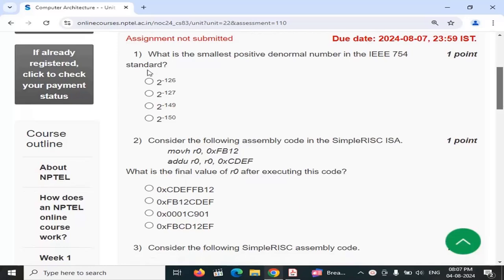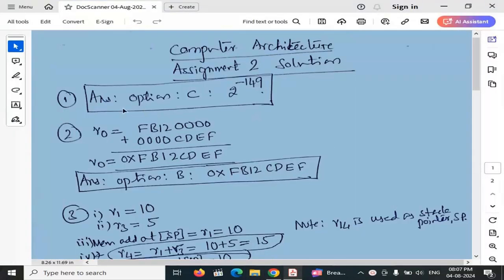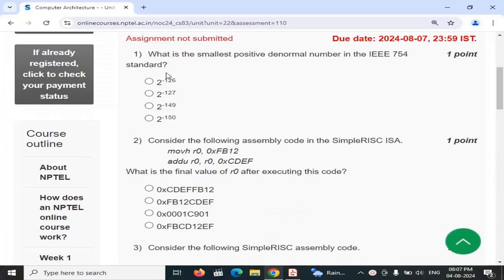What is the smallest positive denormal number in the IEEE 754 standard? My suggestion is answer option C, 2 power minus 149. Option C, 2 power minus 149. Second question.